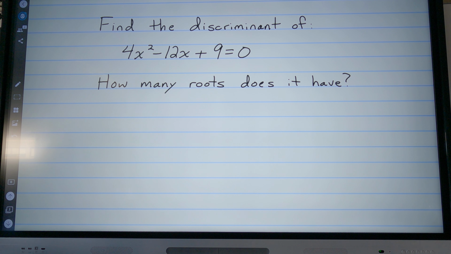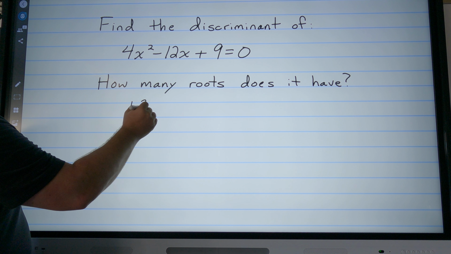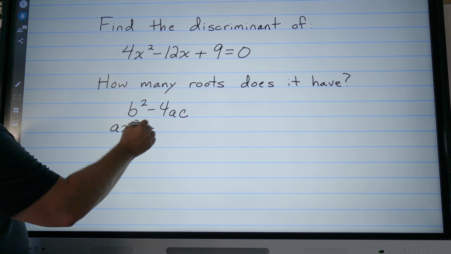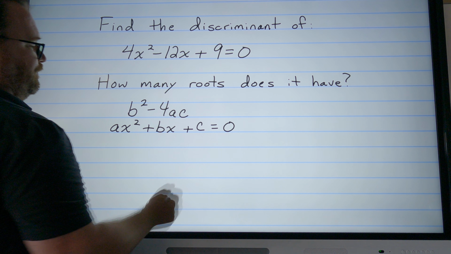All right, in this problem, we're going to find the discriminant of 4x squared minus 12x plus 9 equals 0, and answer the question, how many roots does it have? Not how many real, because it can be real or complex. So our discriminant takes the form b squared minus 4ac, and that's for quadratics of the form ax squared plus bx plus c equals 0.